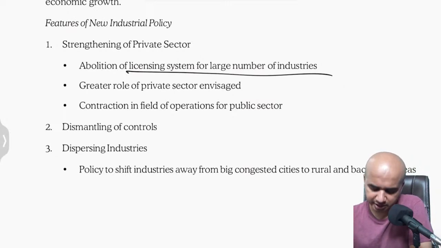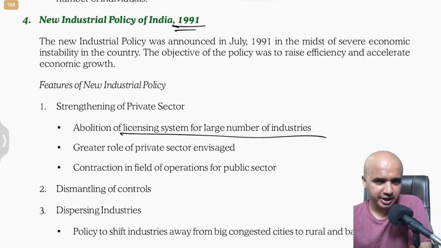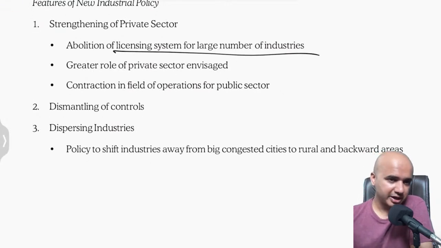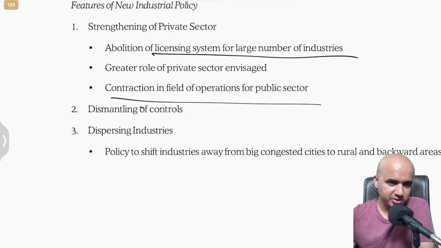So finally, in 1991, they had this thought of doing away with the licensing system. This was finally realized. Greater role of private sector envisaged. After 40 years after independence, but still better late than never. Contraction in the field of operations for public sector. That means the government wants to get out of the business basically.